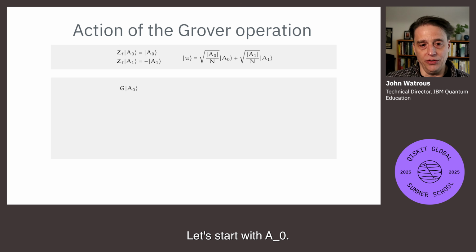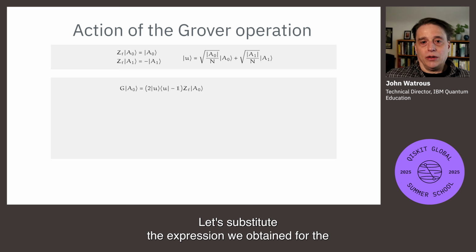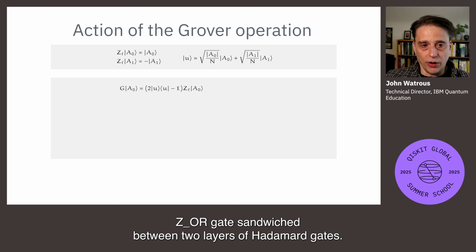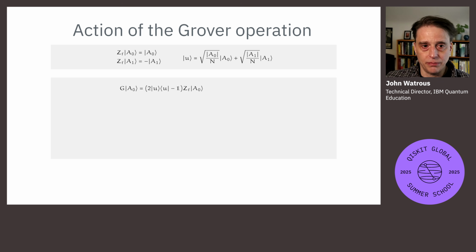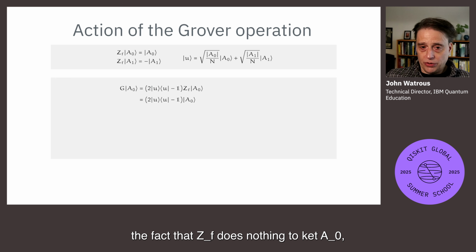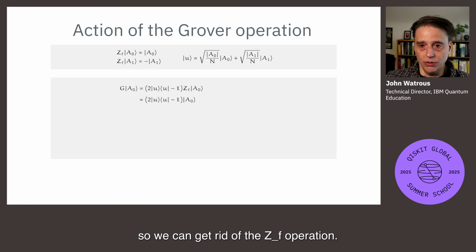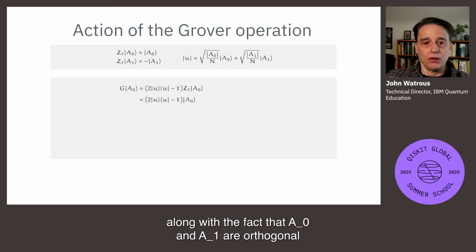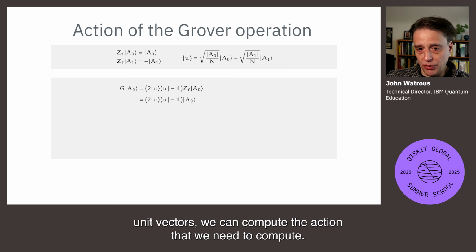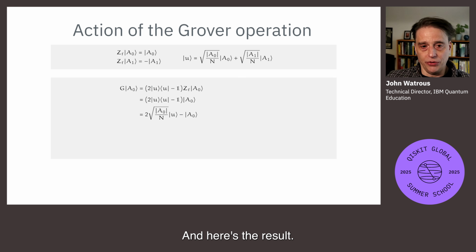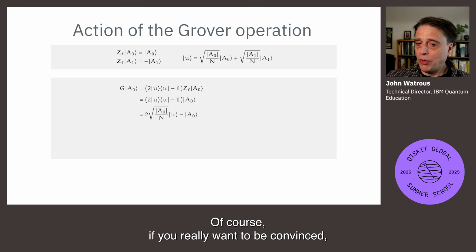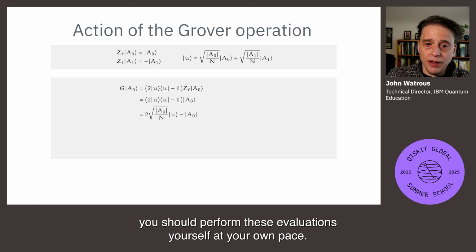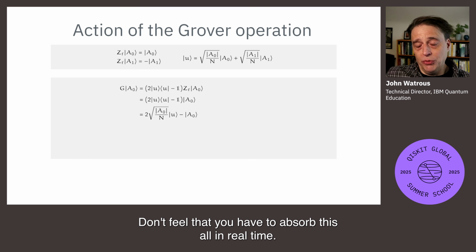Let's start with ket A0. Let's substitute the expression we obtained for the ZOR gate sandwiched between two layers of Hadamard gates. Next, we'll use the fact that ZF does nothing to ket A0, so we can get rid of the ZF operation. And now, using the description of ket U that we have at the top of the slide, along with the fact that ket A0 and ket A1 are orthogonal unit vectors, we can compute the action that we need to compute. And here's the result. Of course, if you really want to be convinced, you should perform these evaluations yourself at your own pace. Don't feel that you have to absorb this all in real time.